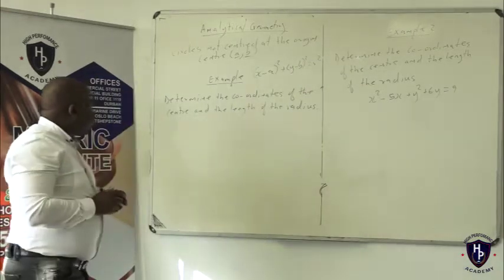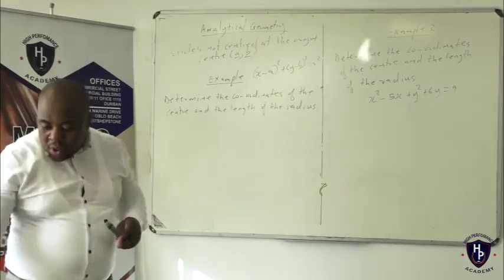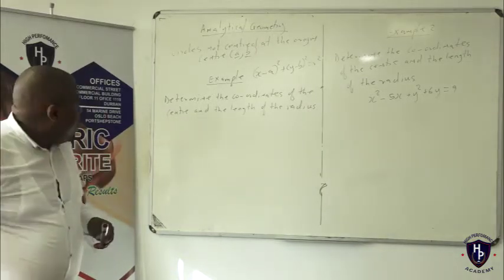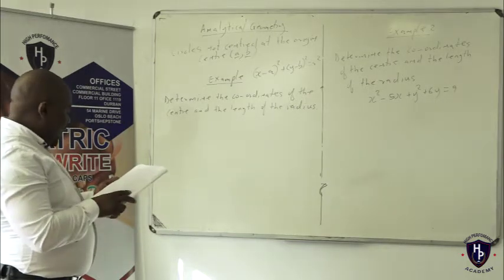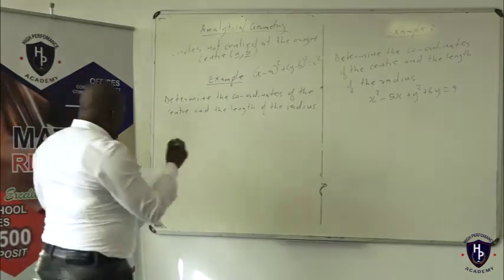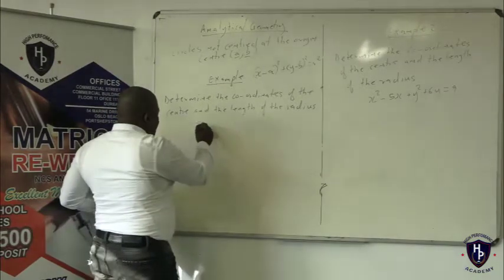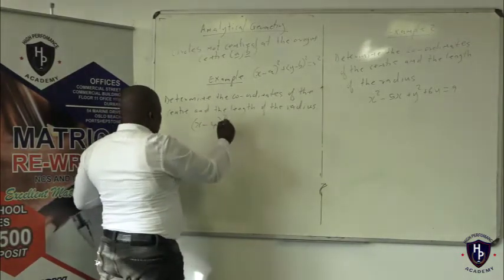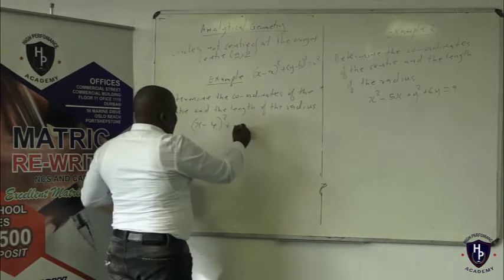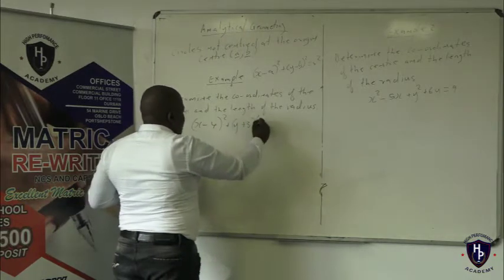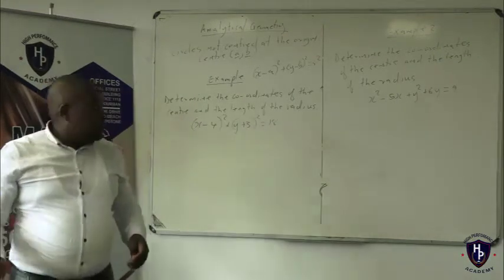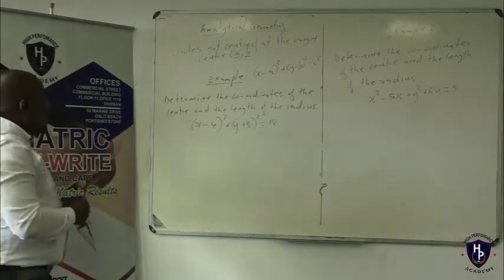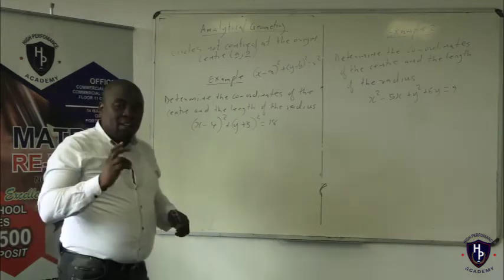Now, the first question says, determine the coordinate of the center and the length of the radius. Let us look at the given equation. It's (x minus 4) all squared plus (y plus 3) all squared equal to 18. So this is the given equation. We want to determine the coordinate of the center and the length of the radius.